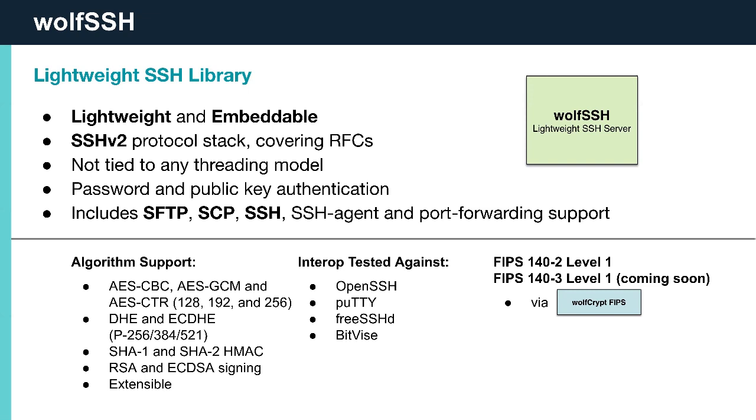It supports both public key and password authentication. Some common features that people like to see are, for file transfer, SFTP and SCP. We also support SSH agent and port forwarding support. Algorithms, we're going to be using wolfCrypt underneath. So you'll see a lot of the same algorithms in the list on the left that you saw back on our wolfCrypt slide. We do interop testing against other implementations we can find out there. Some of those include OpenSSH, PuTTY, FreeSSHD, and Bitvise. And of course, you can use wolfCrypt FIPS underneath wolfSSH as well.